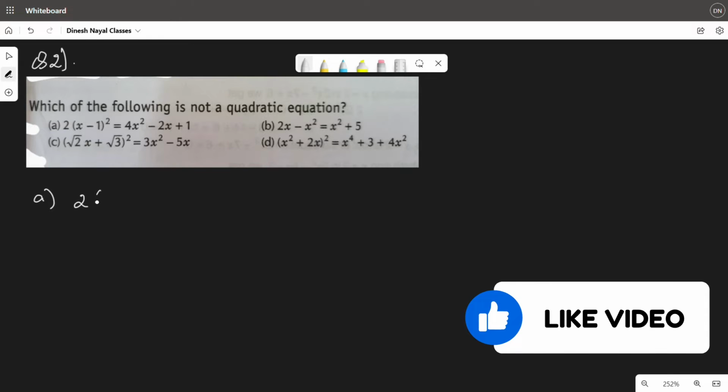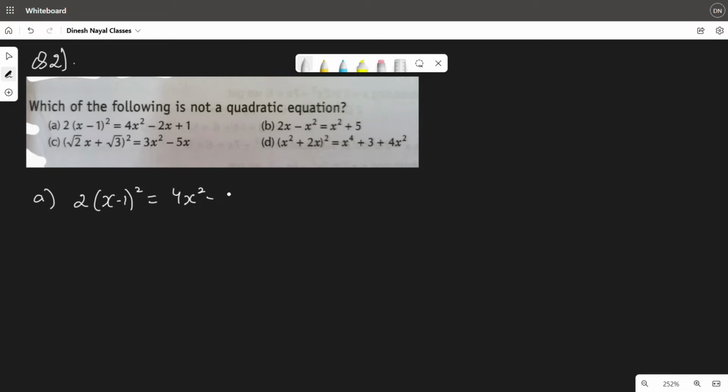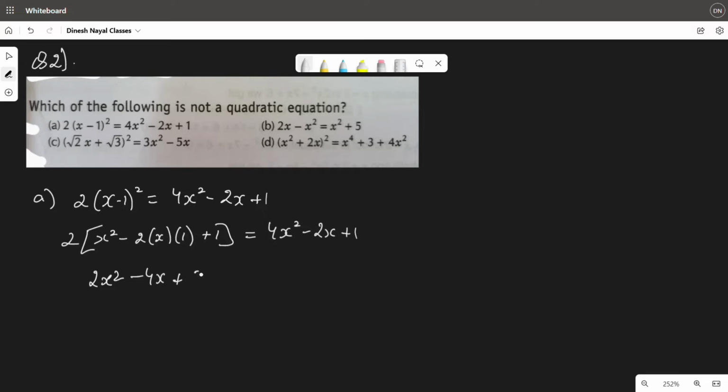So that will be 2x minus 1 whole square equals 4x square minus 2x plus 1. Now expanding 2x minus 1 whole square, this will be 4x square minus 2x, because minus 2ab, minus 2 into x into 1, plus 1 square, that is 1 only. This equals again 4x square minus 2x plus 1. Now multiplying this with 2, this will be 2x square minus 4x plus 2 equals 4x square minus 2x plus 1.